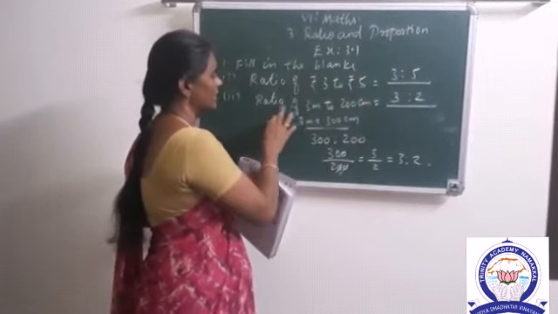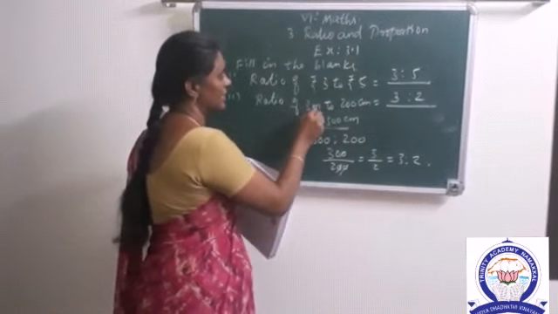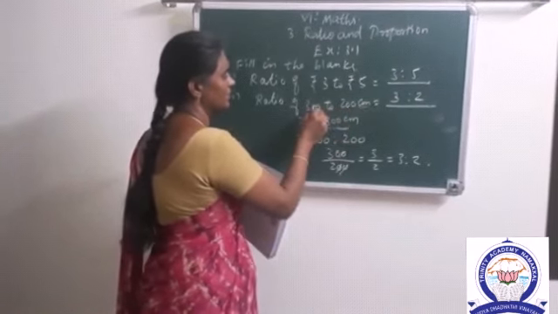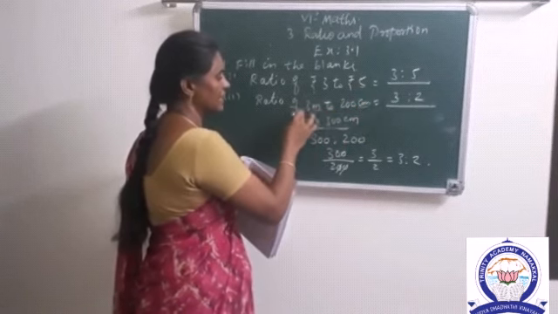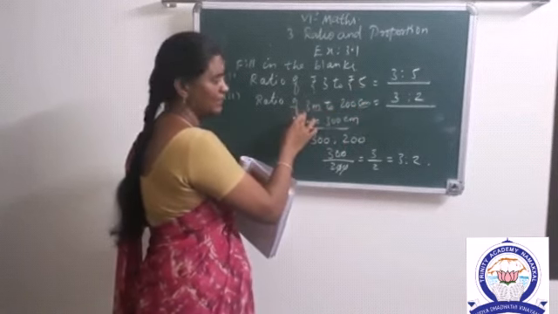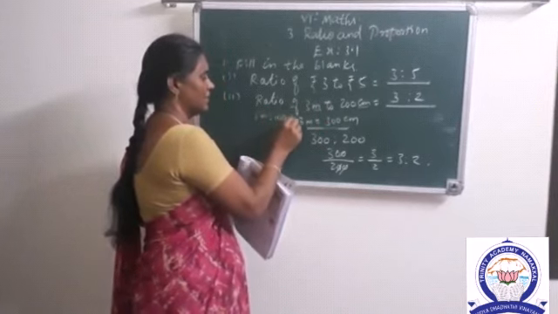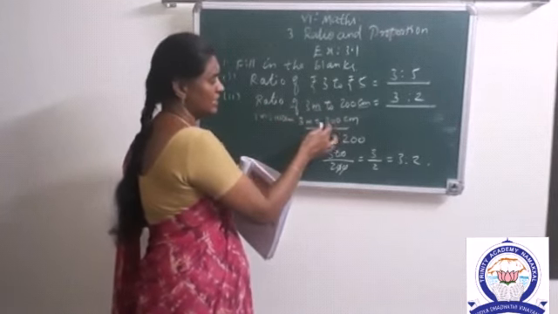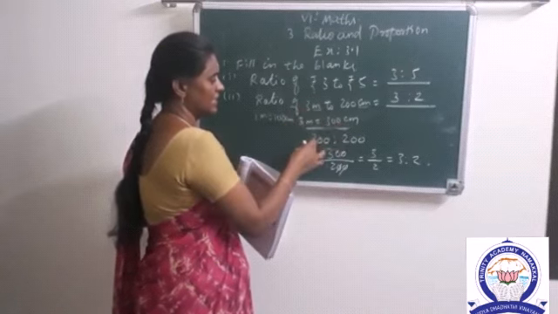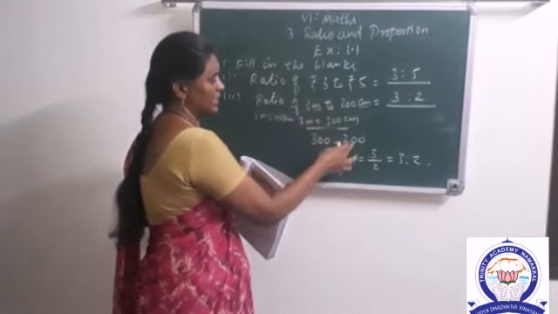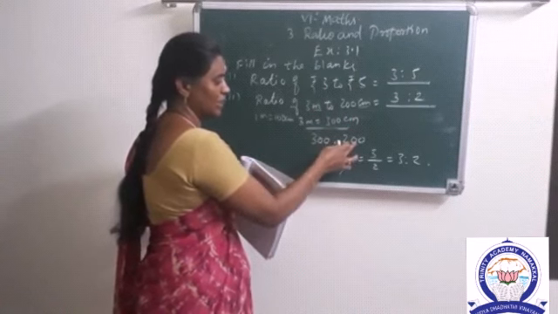Then the next one, ratio of 3 meter to 200 centimeter. See here, the units are different. Here meter is given, here centimeter is given. So we convert this 3 meter into centimeter. 1 meter is equal to 100 centimeter. So 3 meters equals 3 into 100, 300 centimeter. So for this 3 meter, we write 300 centimeter. This 200 centimeter, we write 200. We write in the ratio form 300 is to 200.